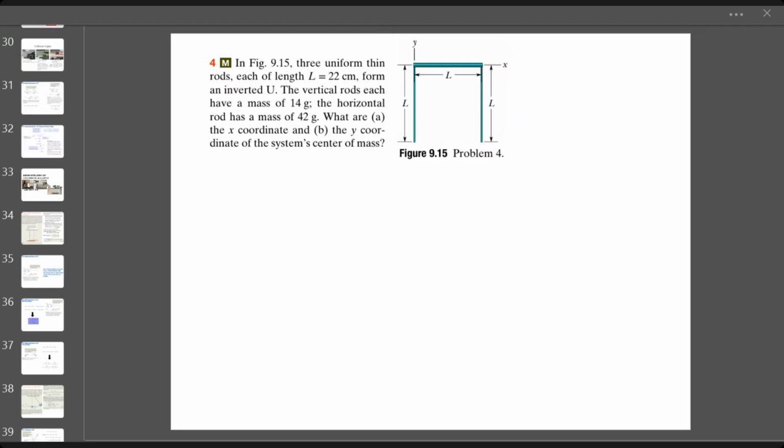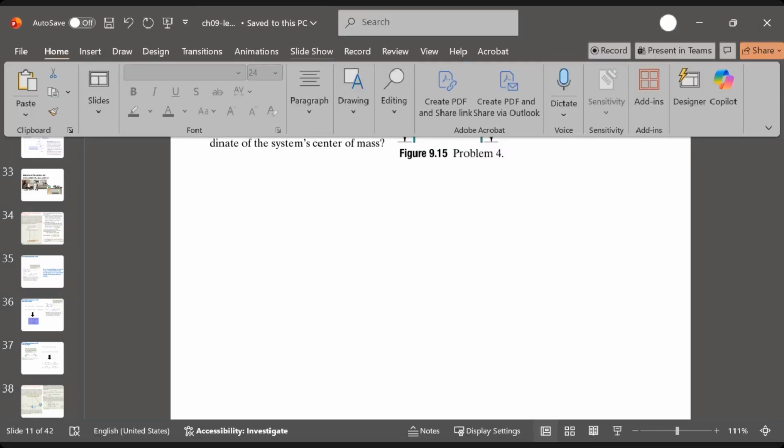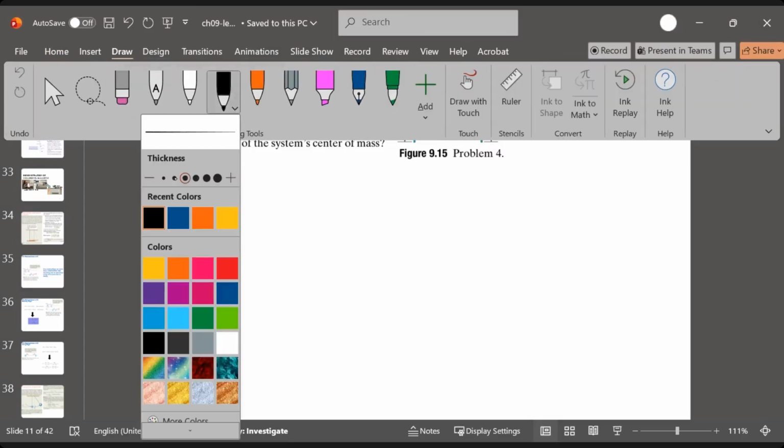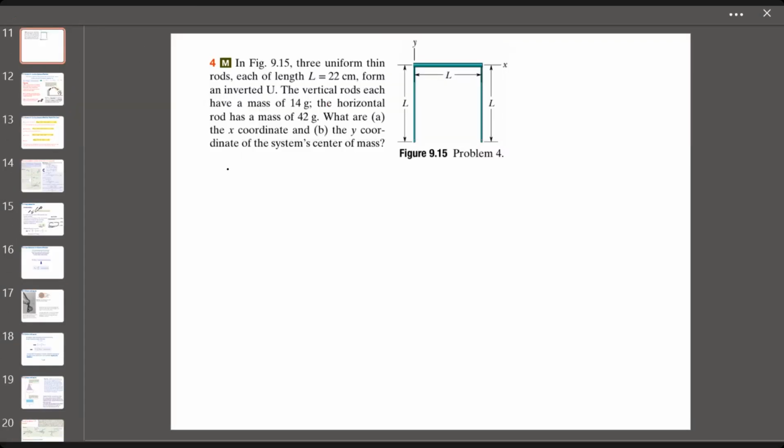So I remind you, we discussed a formula for the center of mass object, which we wrote as x of the center of mass is equal to x1 m1 plus x2 m2, so on and so forth, divided by the total mass. So we're using this formula today to solve this question.